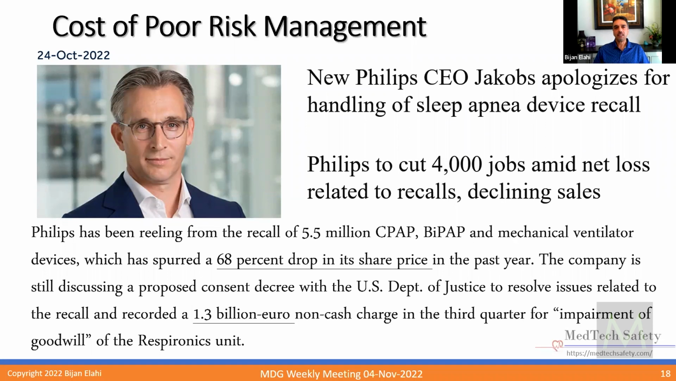In fact, what happened is that their CPAP and BPAP machines had a problem where they had some sound insulation made out of polyester and polyurethane, and sometimes this insulation would break down and its particles could be inhaled by the patient. As a result of this, they have had to recall 5.5 million machines. The embarrassment is huge. It has caused a 68% drop in share price. They have basically fired their CEO on the 15th of October, just the middle of last month. They appointed a new CEO, Roy Jacobs, who apologizes for the handling of this sleep apnea recall. They're going to lay off 4,000 people, and they're estimating 1.3 billion euros of loss.